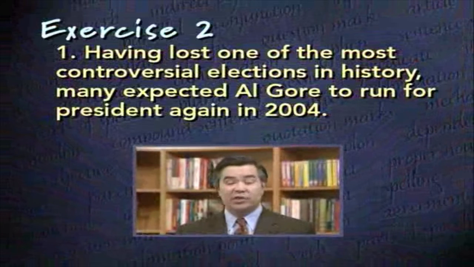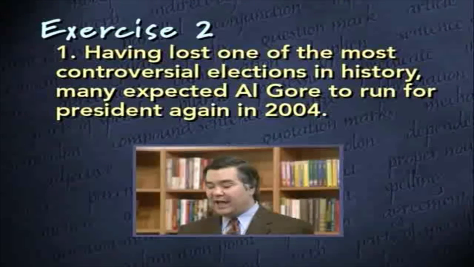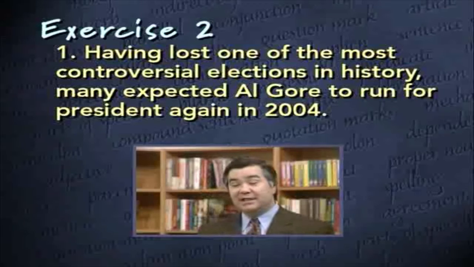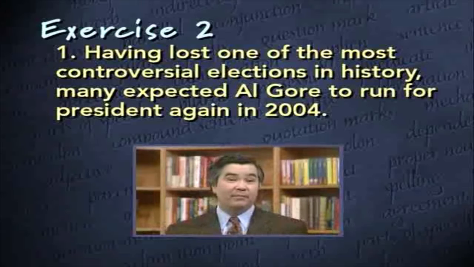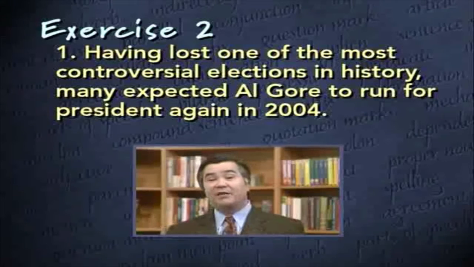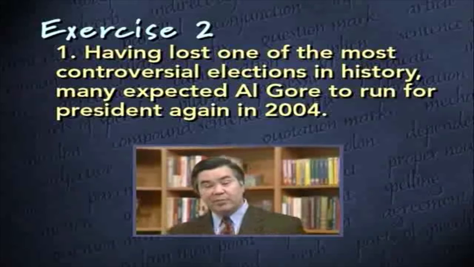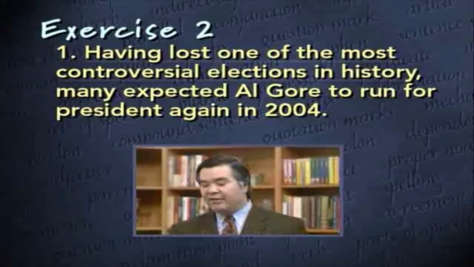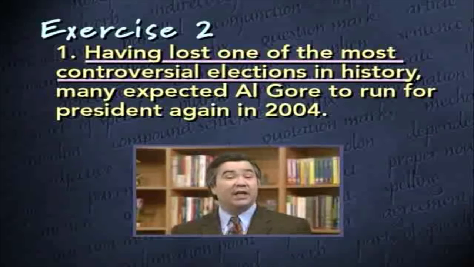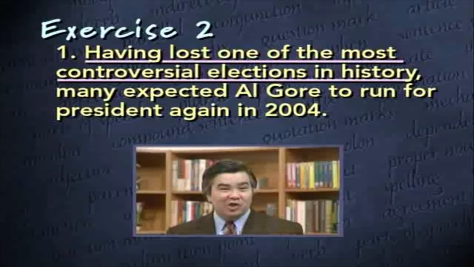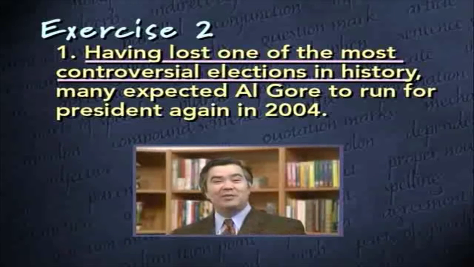Let's take a look at the first sentence. Having lost one of the most controversial elections in history, many expected Al Gore to run for president again in 2004. Does this sentence contain a misplaced or dangling modifier? Well, first, let's see if we can locate the modifying phrase or clause. As in many sentences, it appears at the beginning of the sentence, separated by a comma from the rest of the sentence. Having lost one of the most controversial elections in history. Perhaps you can even hear when you read that sentence that that whole long phrase is describing someone, and it should be next to the person that it describes or modifies.